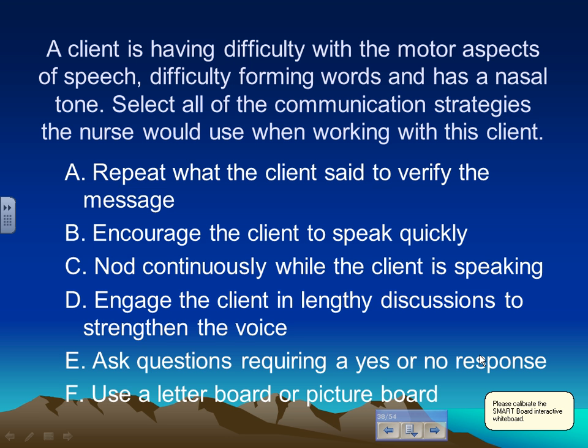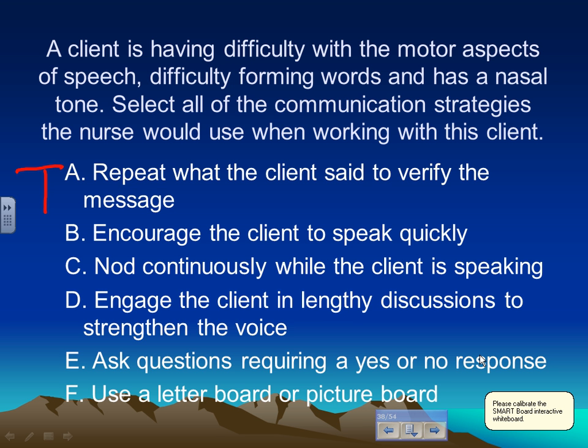And that's really important because it could be a true statement taken out of context, or it could apply to another scenario as true, but it could be false in this scenario. So you always have to look at it as it relates to that question. So in this case, would we repeat what the client said to verify the message? True.